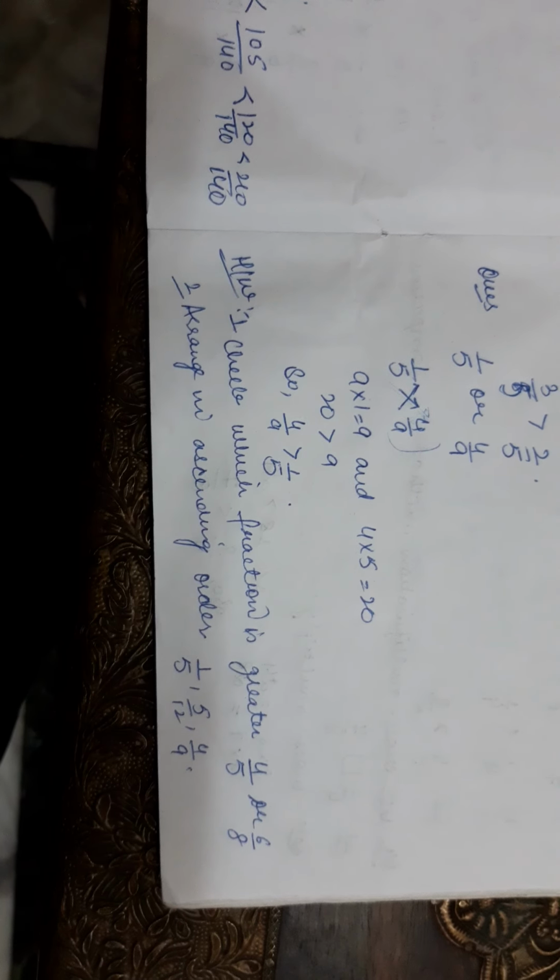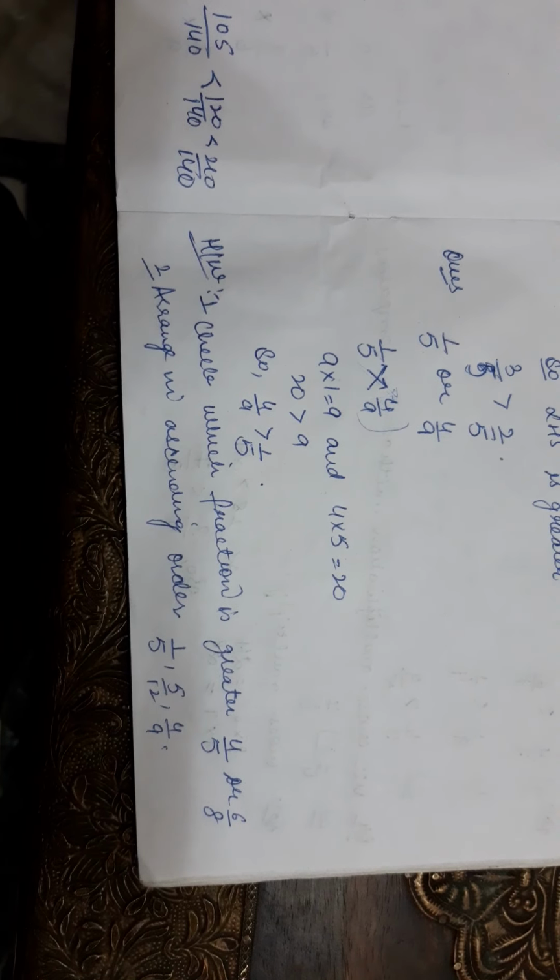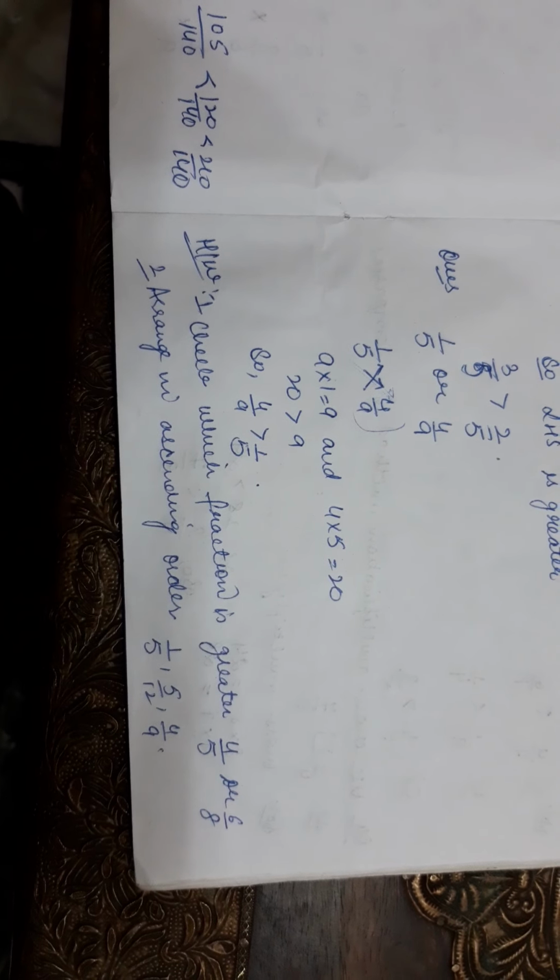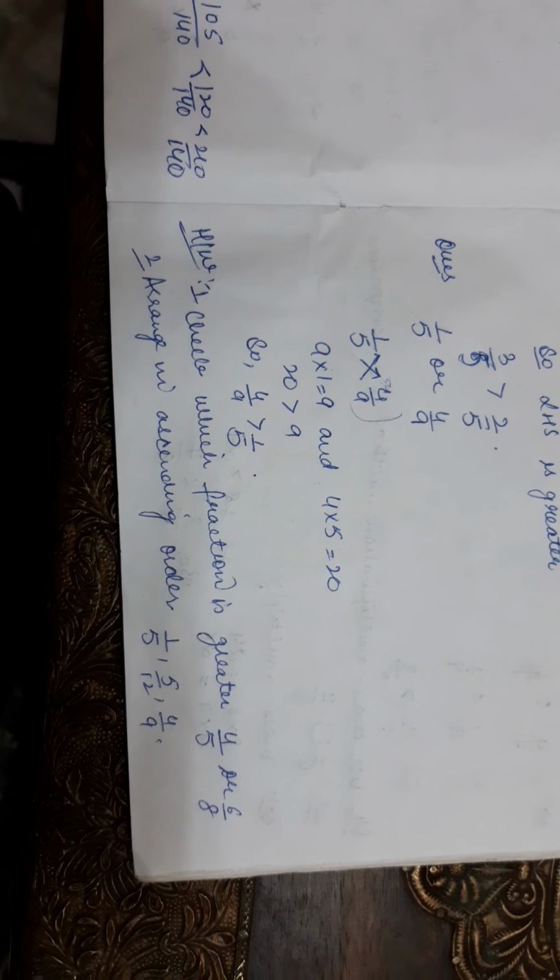Next, your homework for today is: check which fraction is greater, 4 by 5 or 6 by 8. And second, arrange in ascending order 1 by 5, 5 by 12 and 4 by 9.